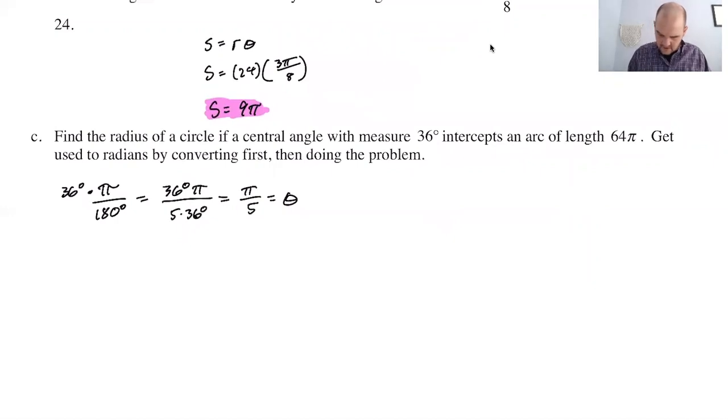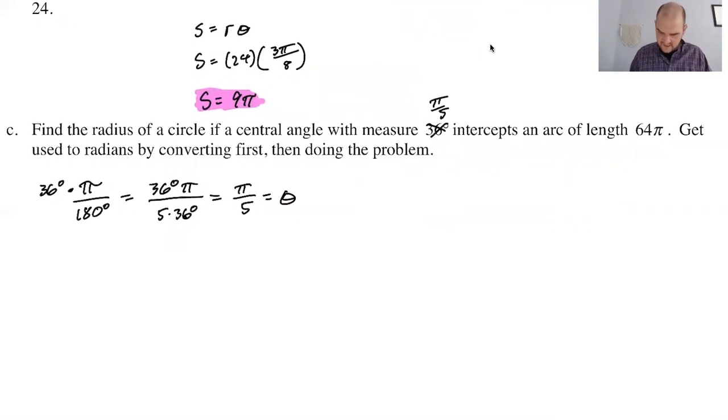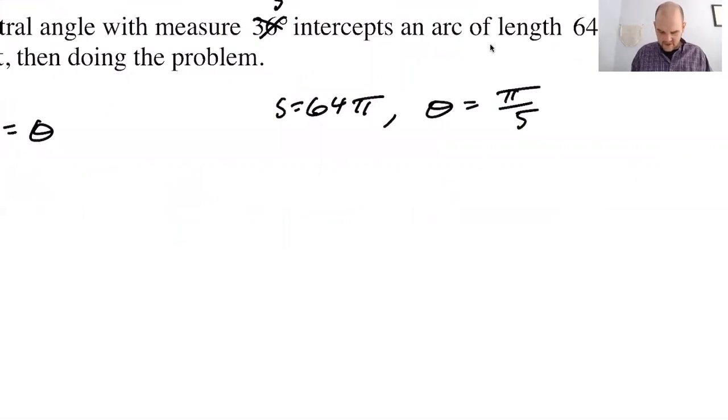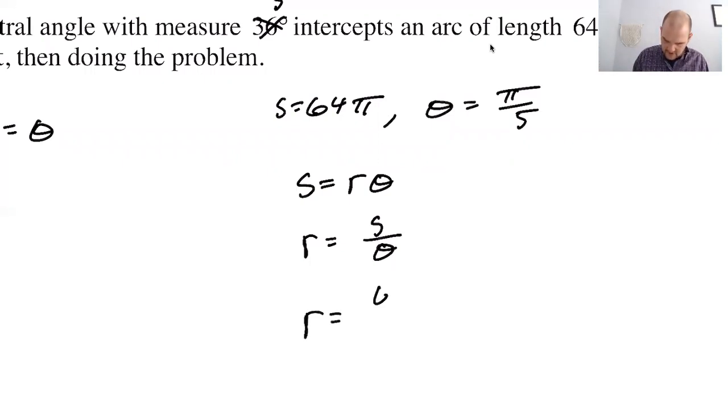Intercepts, so this we said was pi over 5 radians. Intercepts an arc of length 64 pi, so that's s is 64 pi. And we've said theta is pi over 5. And then find the radius. I'm actually just going to say s equals r theta, and therefore r equals s over theta. You want to manipulate it with the variables instead of the values because it's just easier. And so this means that r is going to be 64 pi divided by pi over 5.